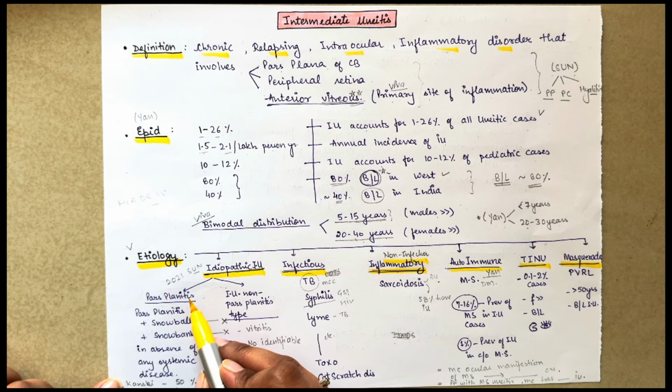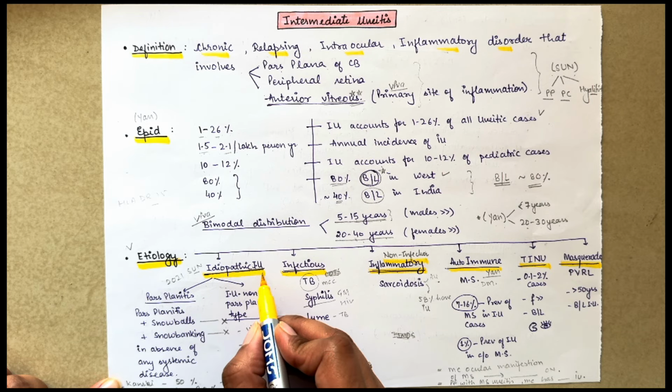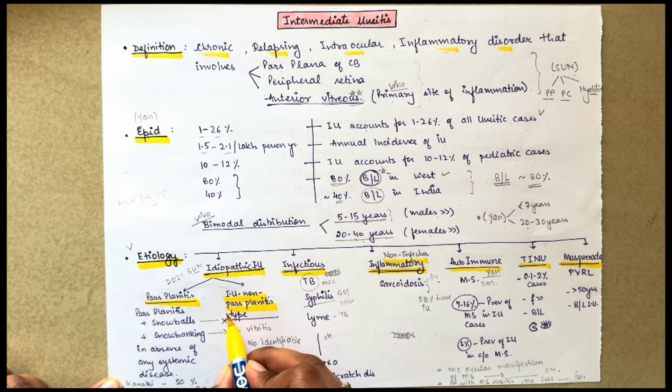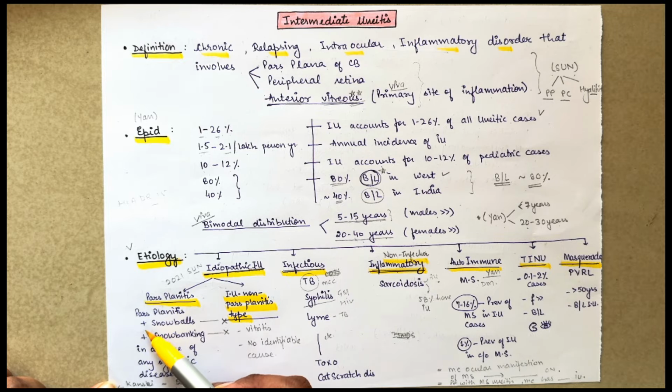In 2021, the SUN Working Group classification divided idiopathic intermediate uveitis into pars planitis and intermediate uveitis non-pars planitis type. How did they differentiate both? Pars planitis is also one of the idiopathic entities. It is pars planitis with snowballs formation and snowbanking formation. We will discuss it in clinical features. Just remember that pars planitis along with snowballs and snowbanking, in absence of any systemic disease, when you rule out other causes of uveitis, it is pars planitis.